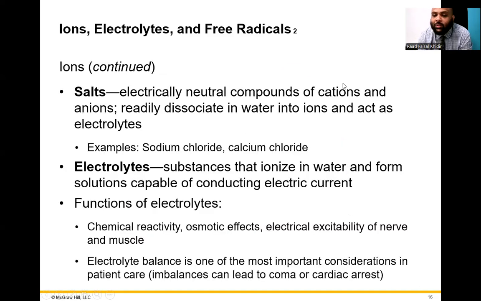Okay, so salts are electrically neutral compounds of cations and anions that dissociate in water into ions and act as electrolytes. You see, that's like sodium chloride. When you put it in water, water is going to dissolve it. It's going to break it. So sodium is going to bind with which molecules of water?